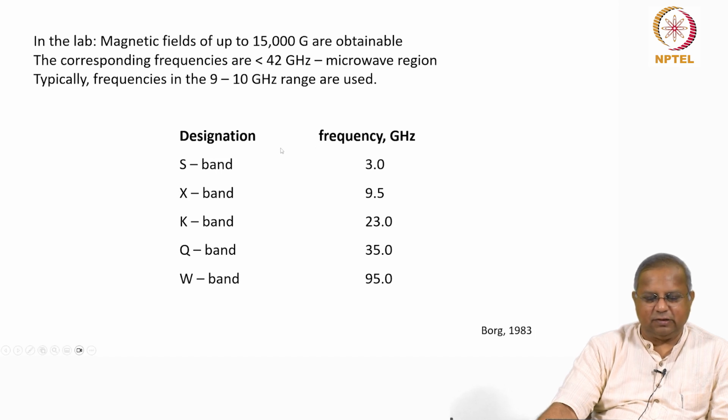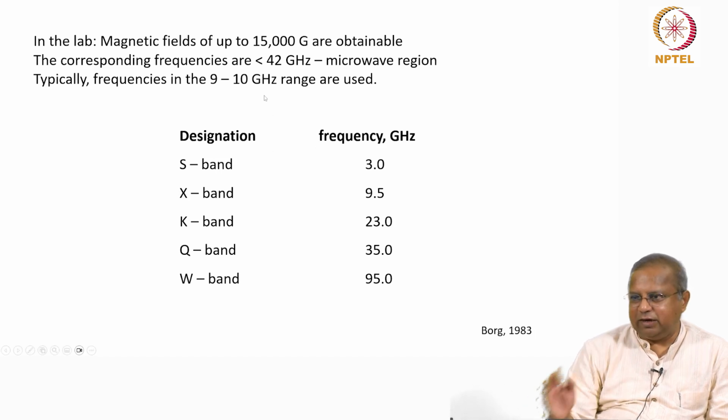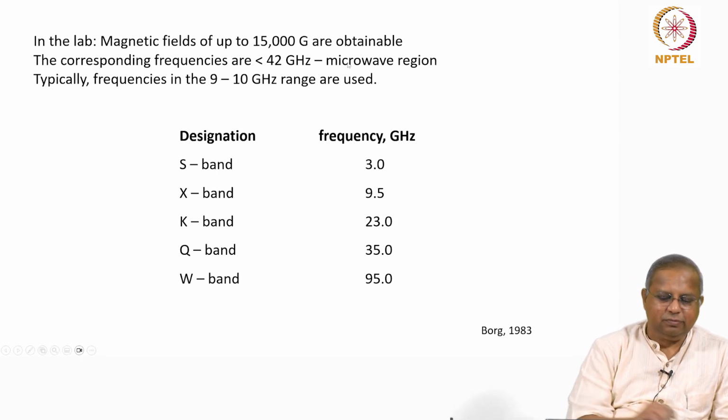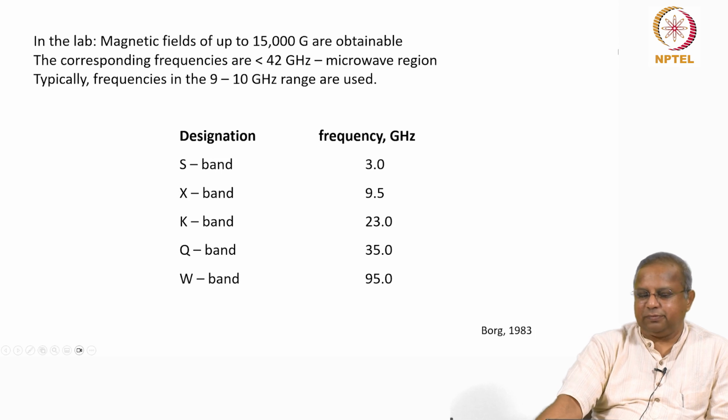So that is the frequency at which the EPR spectrometer operates, the fixed frequency. If you want to write it down, you can, but yeah, this is available. You do a search. This is from a book by Borg in 1983.